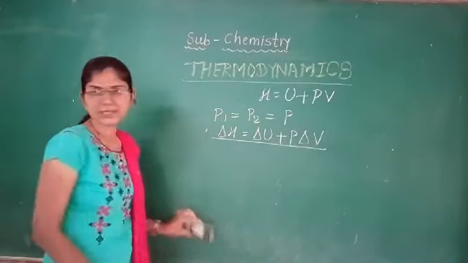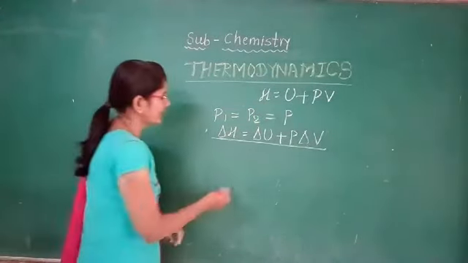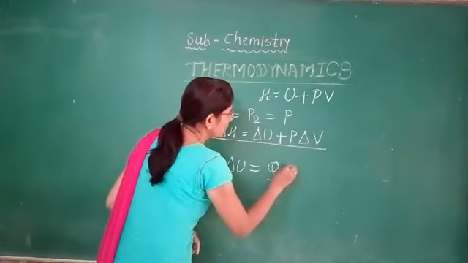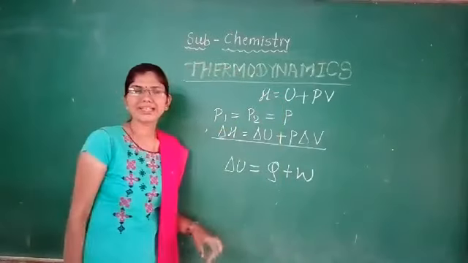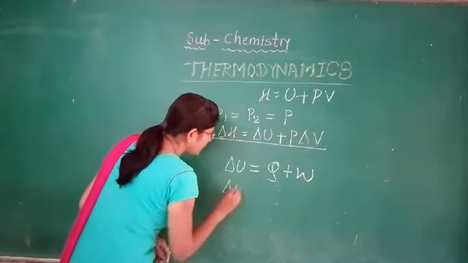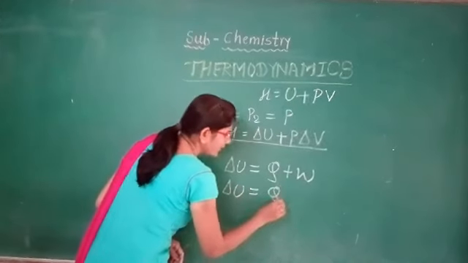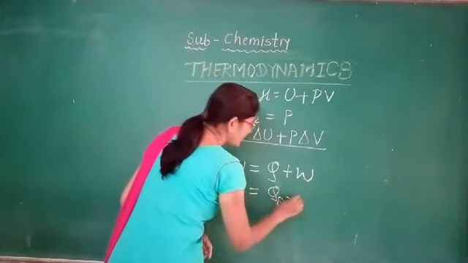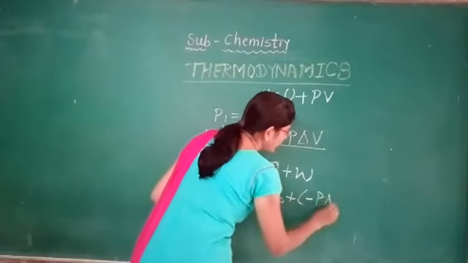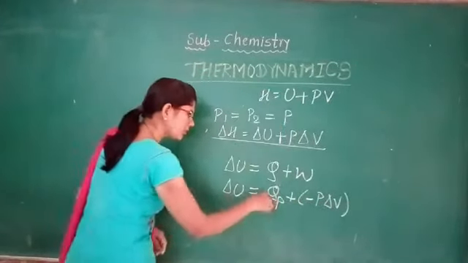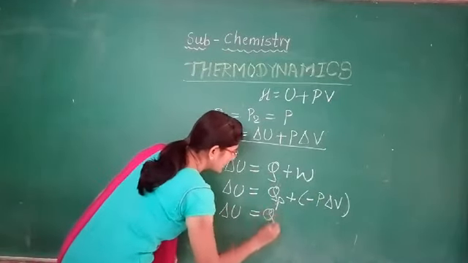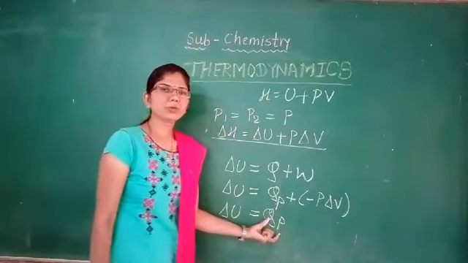know the mathematical expression of the first law of thermodynamics as delta U equals Q plus W. But at constant pressure it becomes delta U equals Q at constant pressure plus W, which is replaced by minus P delta V. Suppose if we solve the bracket, then we get delta U equal to QP. What is meant by QP?